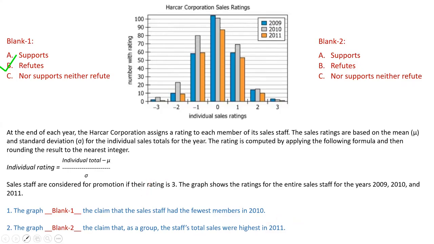All right. Okay, now let's come to this. Sorry. Now this is interesting. The graph dash the claim that as a group, the total sales were highest in 2011. Total sales were highest in 2011. Okay. 2011 means we are interested in the orange only. Okay. Total sales were highest in 2011.